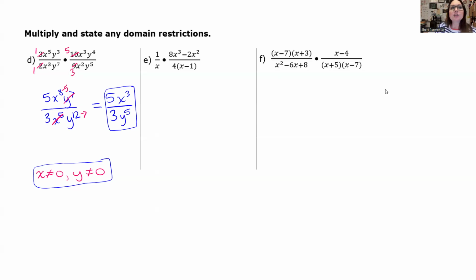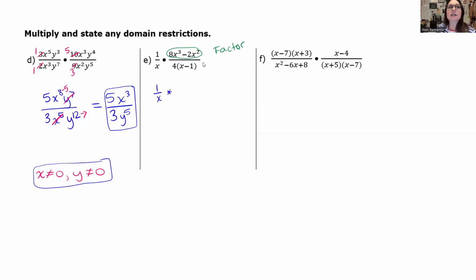All right, the next two problems, we're going to have to do some factoring first. And so for the first problem, it looks almost factored, but this is not fully factored. So we are going to have to factor this first and rewrite it. So I still have 1 over x.